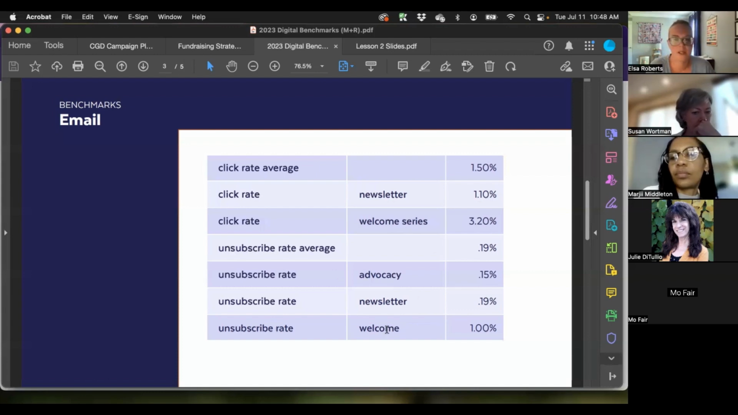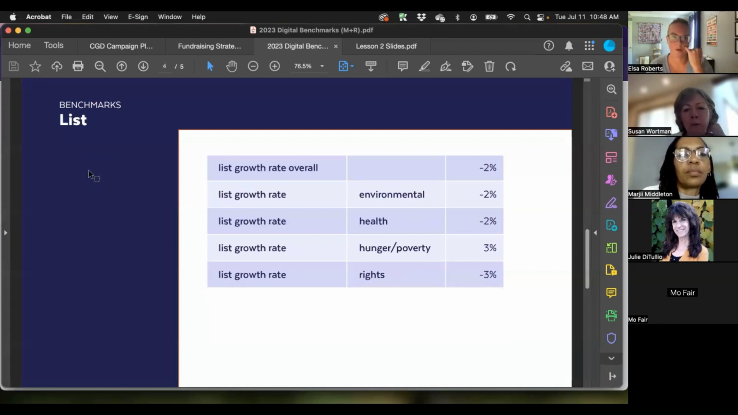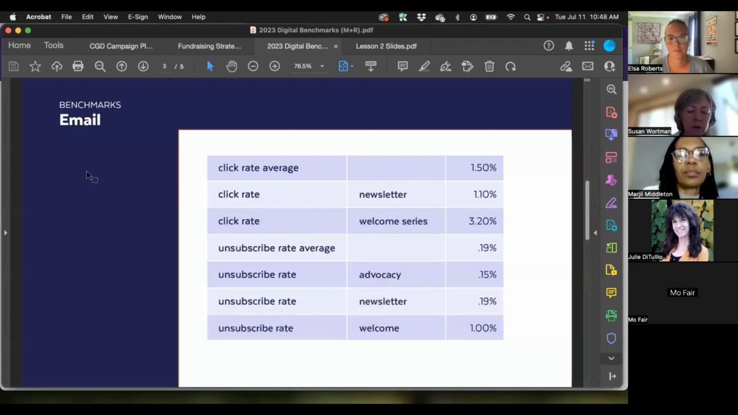Are there any questions about the benchmarks here for email before I move on? Okay. Well, I'm sorry, what was the data source for this? This is all from the M&R benchmarks report. Okay.